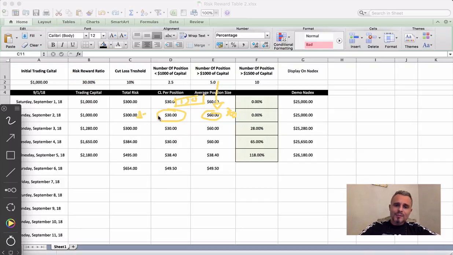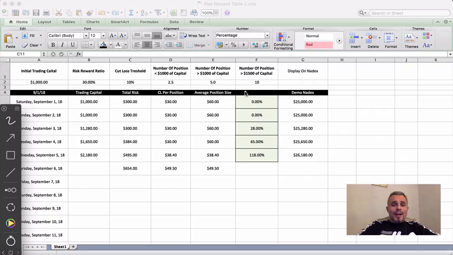Okay, and this is basically your rule. So of the $300 in any given day, you will never lose the $300. You cannot lose more than 150. That's basically what this risk management plan sets in place.